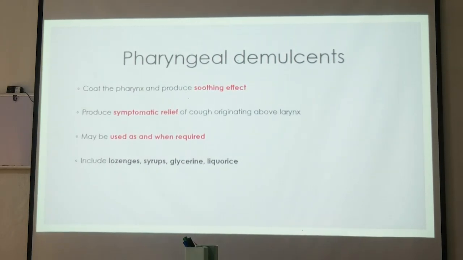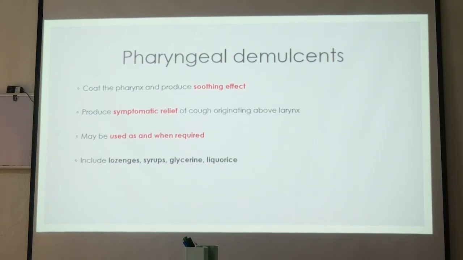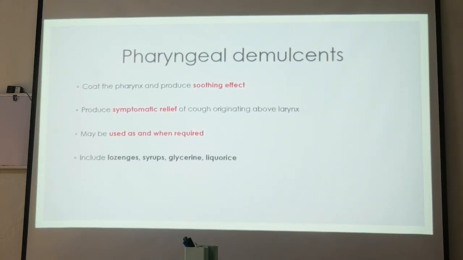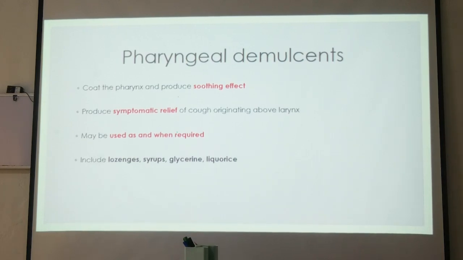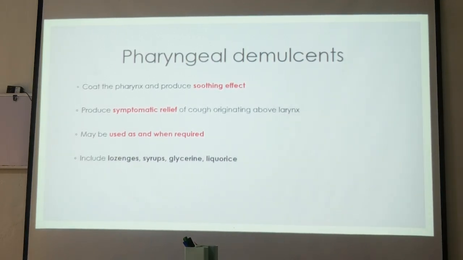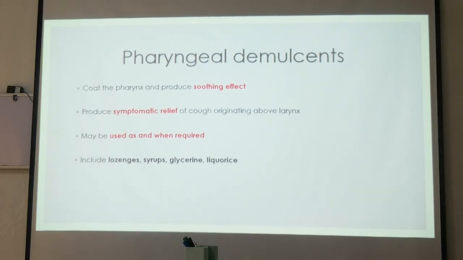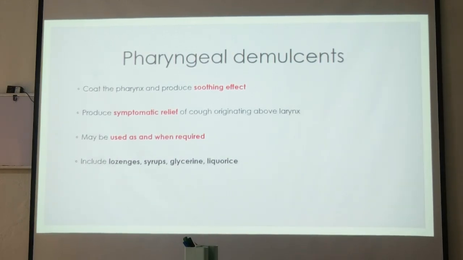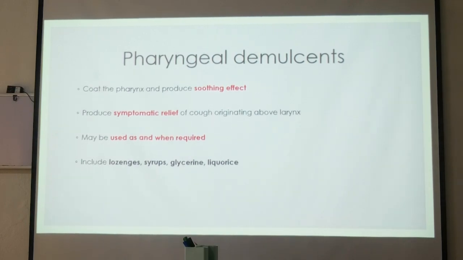Pharyngeal demulcents coat the pharynx and produce a soothing effect. So they are useful in cough originating above the larynx. They produce symptomatic relief of cough. They may be used as and when needed, as lozenges or syrup glycerin.